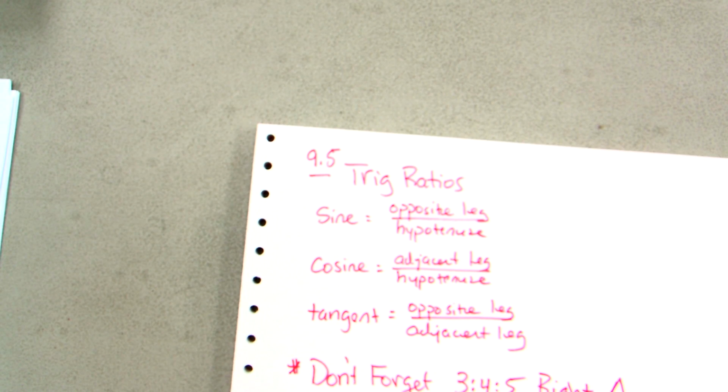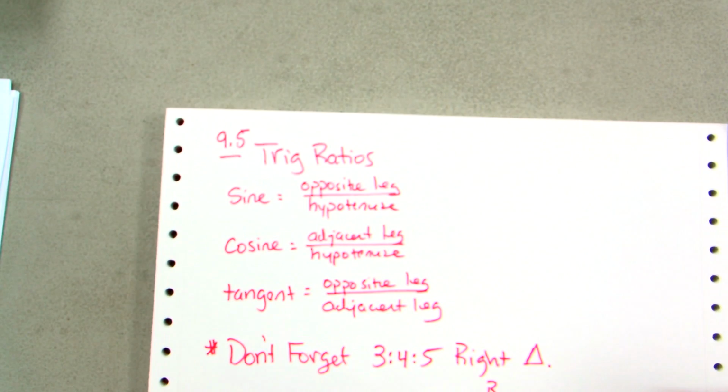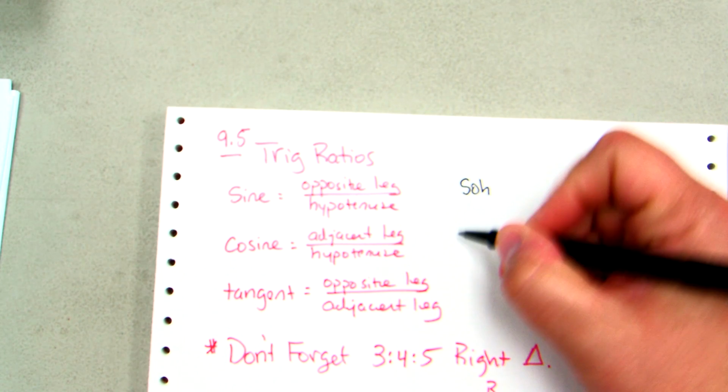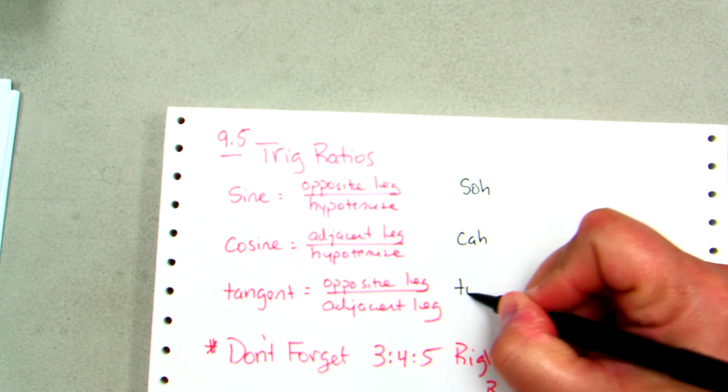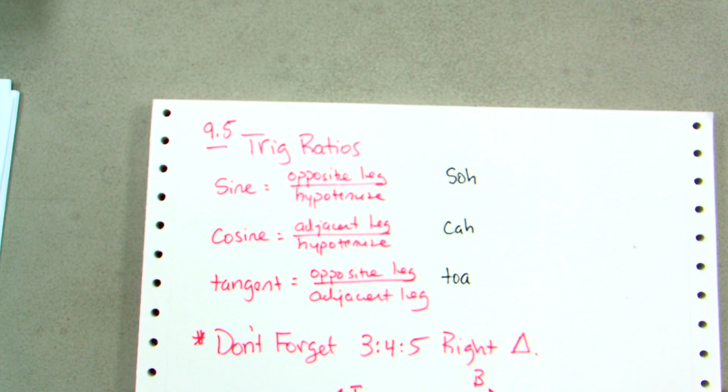And lastly, on this test, which we've worked plenty of, are our trigonometric ratios. What you must remember is sine, cosine, and tangent. Sine is equal to opposite leg divided by hypotenuse. Cosine is equal to adjacent leg divided by hypotenuse. And tangent is equal to opposite leg divided by adjacent leg. Or, as I like to remember, SOH CAH TOA. That is the way that I remember what goes with what.